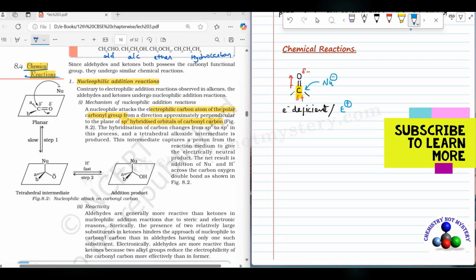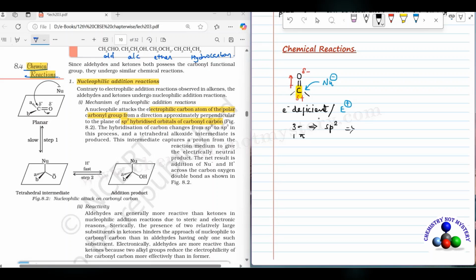Now find out the hybridization of this carbonyl carbon. As this carbonyl carbon has made 3 sigma bonds and 1 pi bond, for the formation of 3 sigma bonds, the hybridization will be sp2 and the geometry for sp2 hybridized carbon is trigonal planar. So that's why it is written here, the nucleophile attacks the electrophilic carbon perpendicular to the plane of sp2 hybridized orbital of carbonyl carbon. The hybridization of carbon changes from sp2 to sp3 in this process.